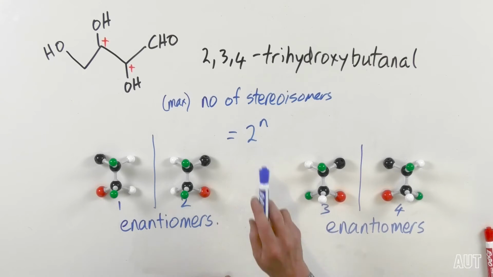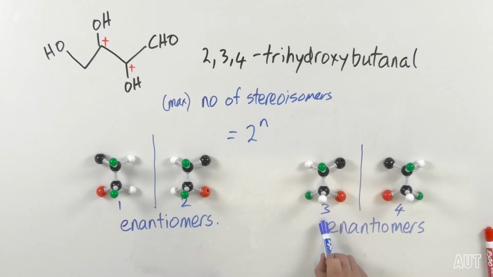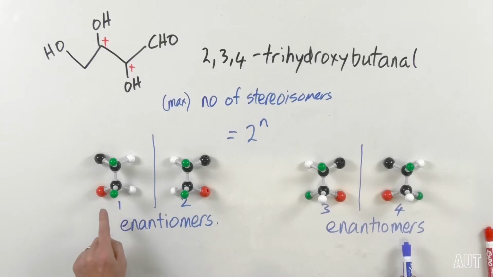The formula says we've got a molecule that contains 2 stereocenters, so there should be 4 stereoisomers. There should be 4 ways of connecting everything up the same, but still getting different arrangements of the atoms in space. Yep. Now, the question then becomes, if 1 and 2 are related as enantiomers and 3 and 4 are related as enantiomers, how are 1 and 3 related?